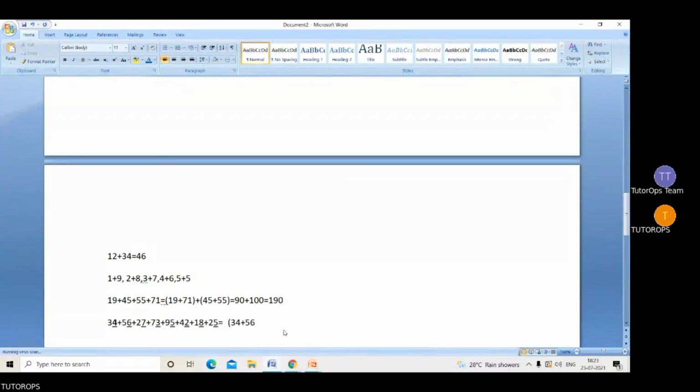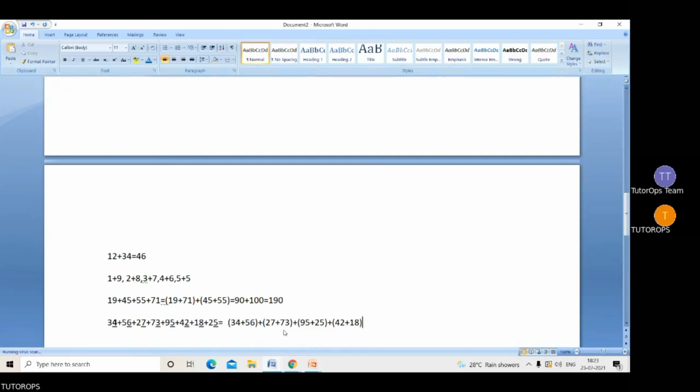The second group will be, yes, 27 plus 70. So the latter group will be 95. Then we may need to find the number whose last digit is 5. Here the number is 25. So 95 plus 25 will make a group. And 42 plus 18 will make the final group.